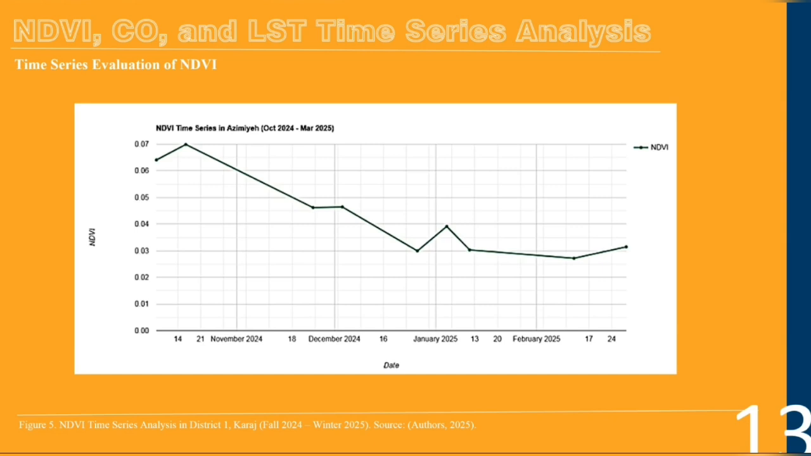evapotranspiration. This inverse relationship between NDVI and both carbon monoxide and LST indicates that lower vegetation cover results in higher atmospheric carbon dioxide and greater heat accumulation, which confirms the critical role of urban greenery in climate mitigation.